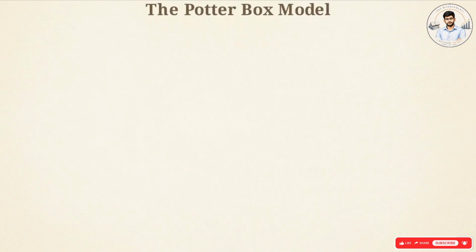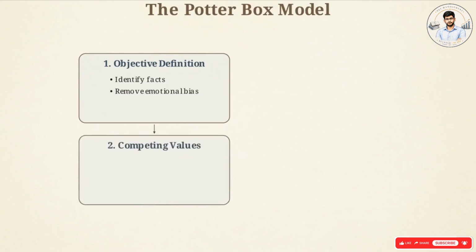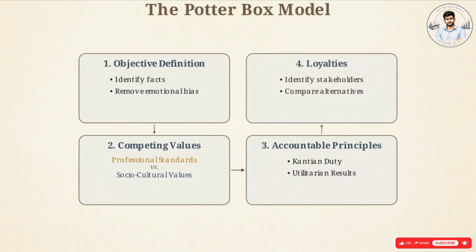This diagram shows the process. Step 1 is to define the dilemma objectively. Step 2 is to identify the competing values, weighing professional standards against sociocultural values like honesty. In Step 3, we develop accountable principles. This is where the manager applies the philosophical systems we discussed earlier, such as Kantian duty or utilitarian results, to the specific facts of the case. Step 4 involves comparing alternatives based on loyalty to stakeholders. Step 5 is monitoring the results to help frame future policy.